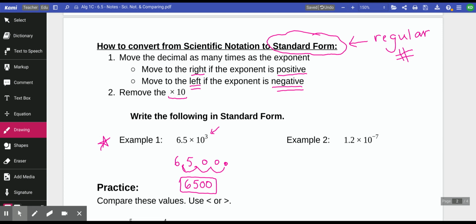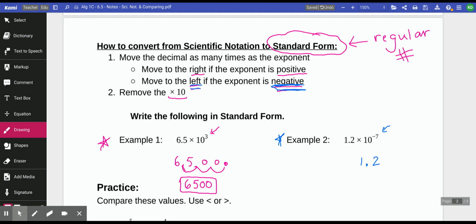It's just a number. All right, so this next number here is 1.2 times 10 to the -7. So this is telling me it's a very small number. I'm going to start with my 1.2 kind of over to the right, because I know I have to move my decimal to the left. I need some room for that, okay? So here's my negative exponent. We're going to move to the left 7 times.